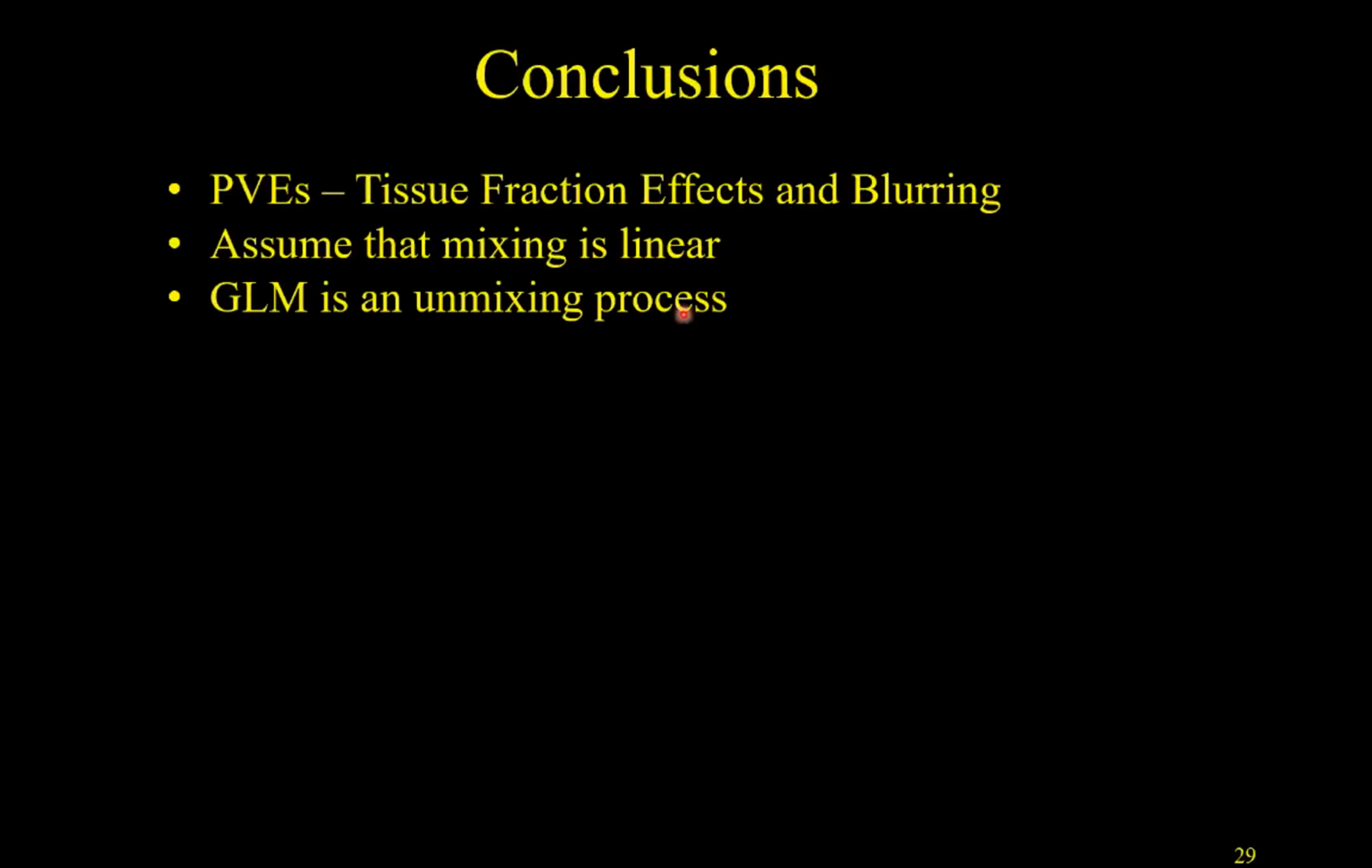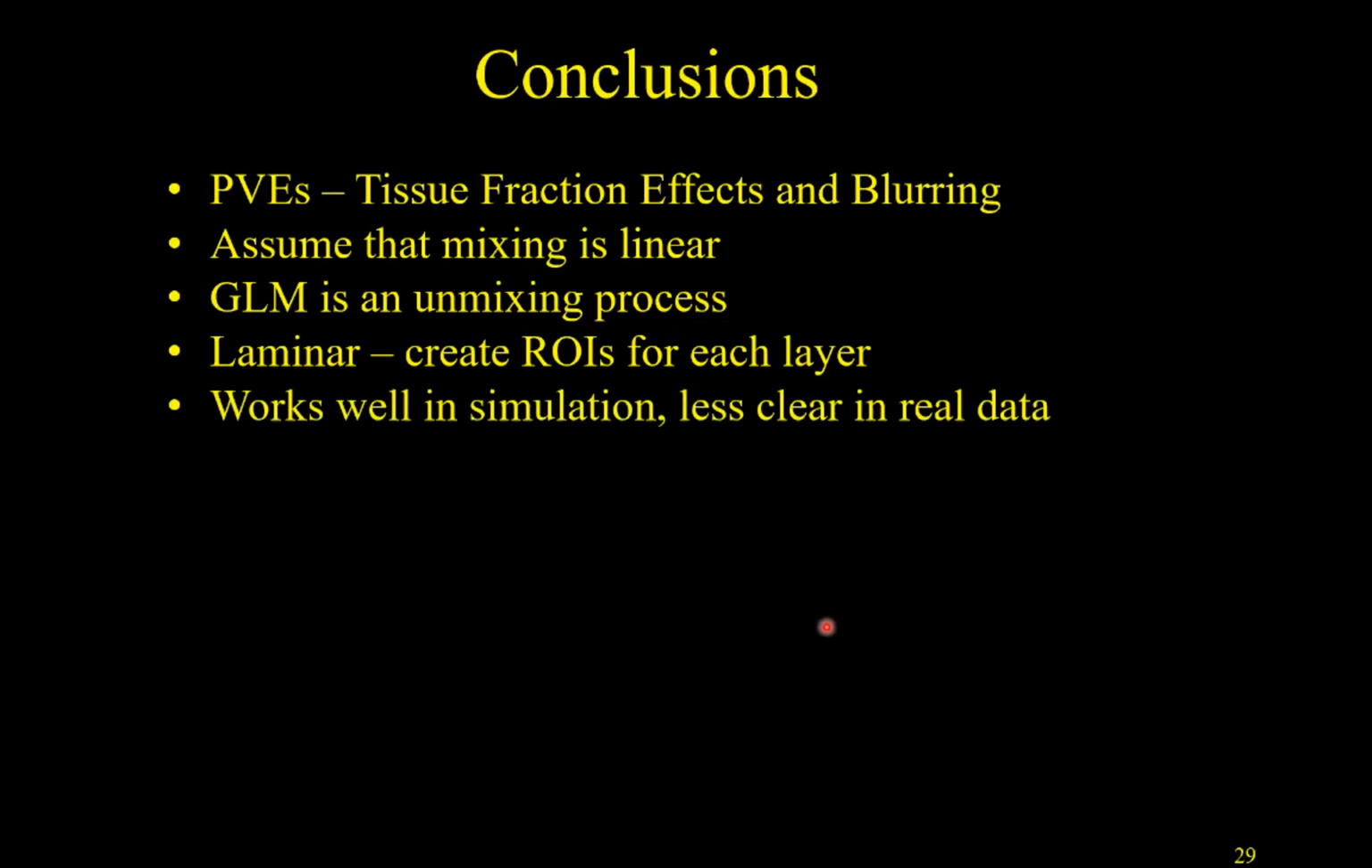The spatial GLM is this unmixing process where it's estimating what the spill in and spill out are, and then either subtracting them off or adding them back in as necessary. For laminar, you can create ROIs for each layer and then simply solve this spatial GLM. It works well in simulation, but it was less clear in this data from Van Mourik. And why that is is a little bit of a mystery to me. And looking at the paper, it seemed like it was a little bit of a mystery to them as well. So keep your eyes open for more research on this.